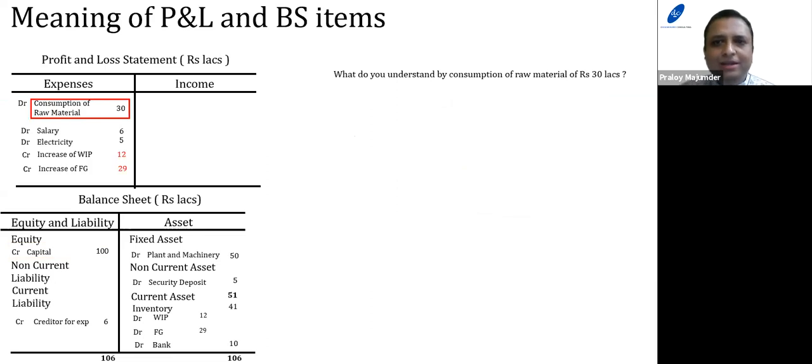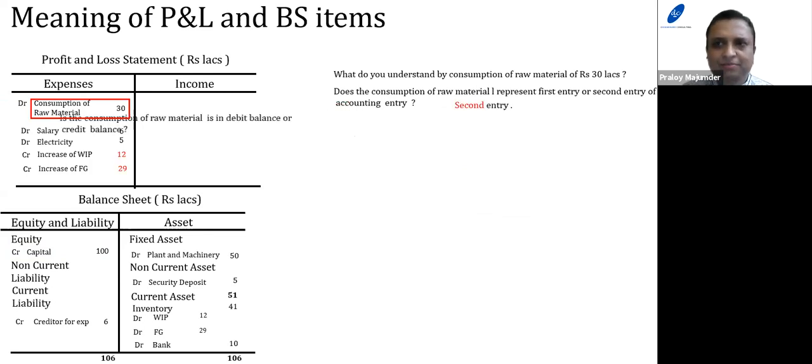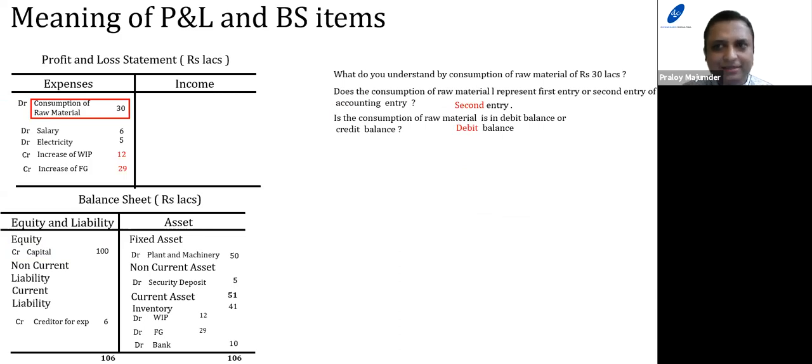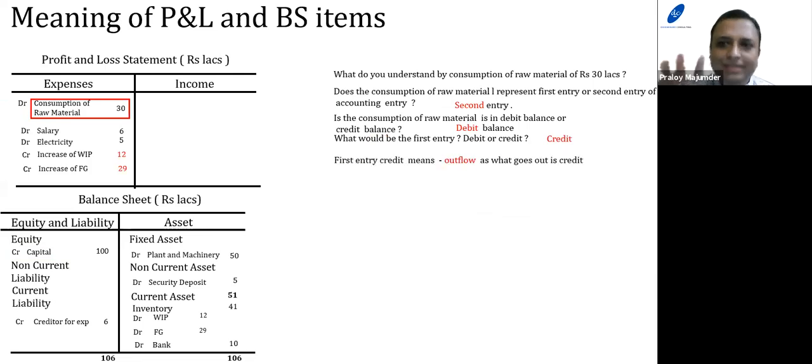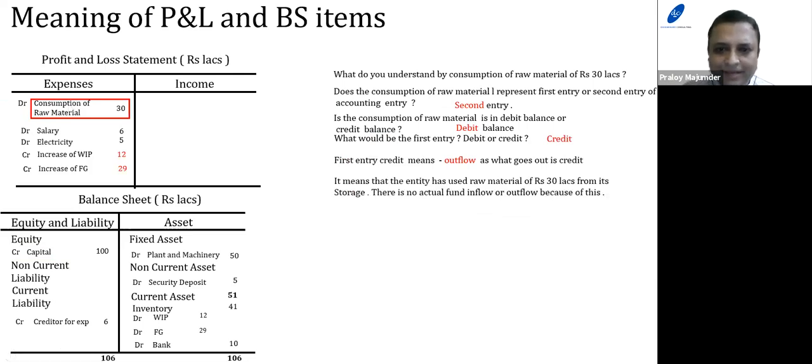Next, what do you understand by consumption of raw material of 30 lakhs? Is it a first entry or second entry? Definitely second entry. Now, is it debit or credit? It's a debit balance. Second entry, debit. So naturally the first entry would be the credit. Credit means outflow. So it is an outflow, and since it is coming in P&L expenses, it's a permanent outflow. It means that the entity has used raw material of 30 lakhs from its storage. There is no actual fund inflow or outflow because of this.